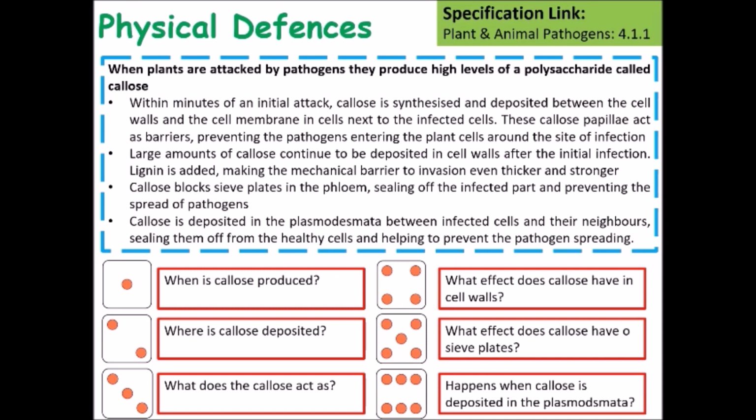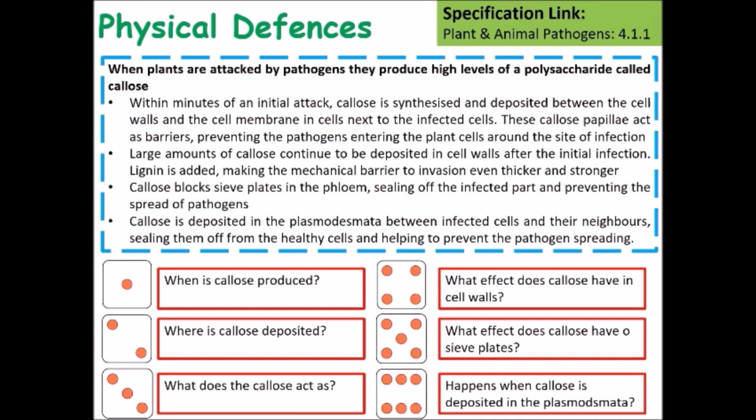Callose blocks sieve plates in the phloem, sealing off infected parts of the plant and stopping the spread of the pathogens. Callose can also be deposited in the plasmodesmata between infected cells and neighbouring cells, sealing off healthy cells from infected ones.